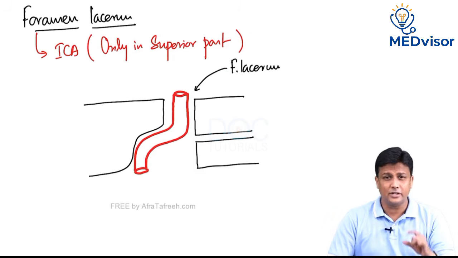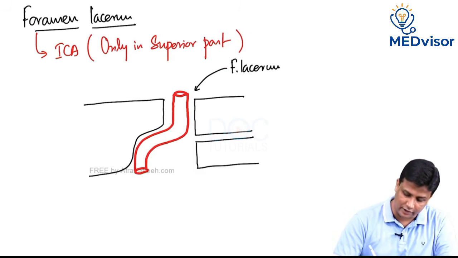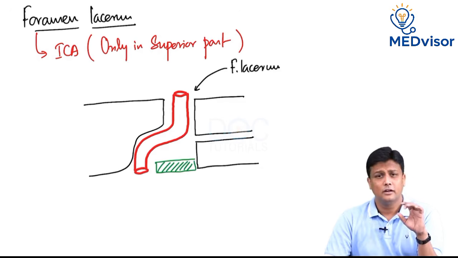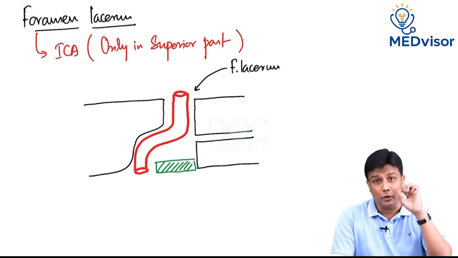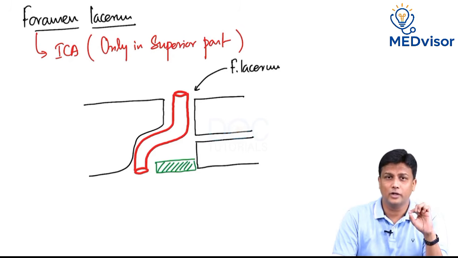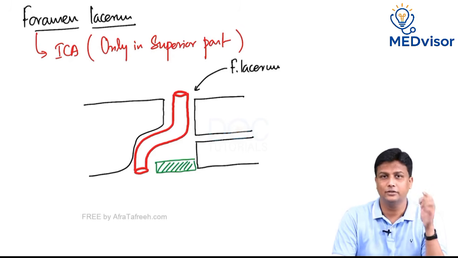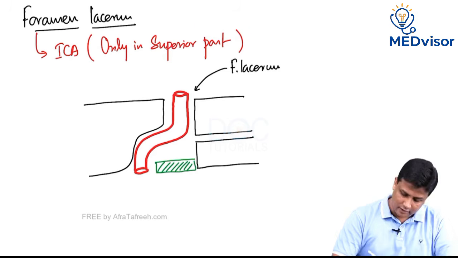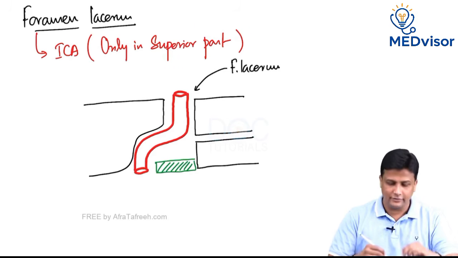And you can clearly appreciate only in the upper part you will be actually having the internal carotid artery. Why? Because the lower part of this one will be closed with the help of a cartilage here. So you just imagine that one to be a cartilage, and that cartilage is closing. So that is the point which I am trying to put in your mind. Internal carotid artery is present only in the upper part of the foramen lacerum, whereas the lower part is actually closed by the cartilage.